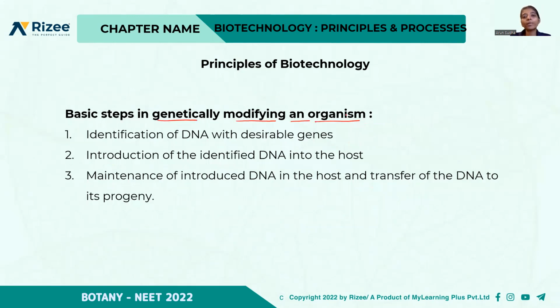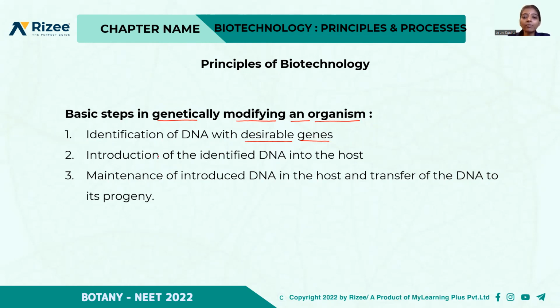In the traditional or olden methods, whatever hybrid was produced would have both the desirable and the undesirable genes, right? But here, by using modern biotechnological techniques, we can exactly identify the desirable gene and introduce it into the host organism. So that is the main advantage here. The first step is the identification of DNA with desirable genes. That is the first step in genetically modifying the organism, right?